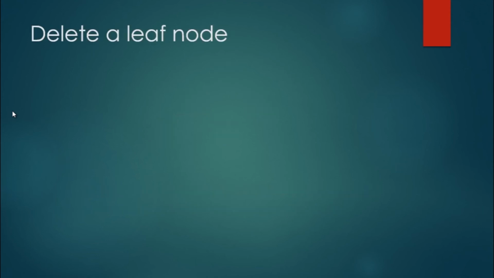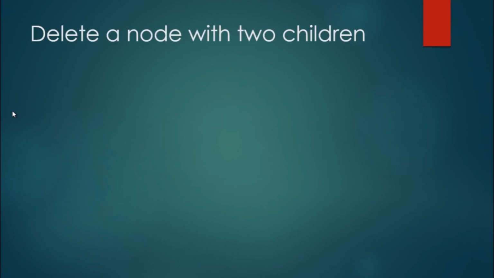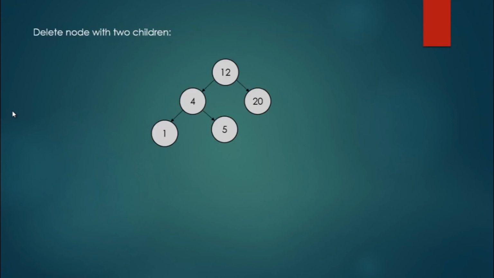So, for example, we want to delete a leaf node. It's very easy. We want to delete node 5. We have to search for it, and after we find it in logarithmic time complexity, of course, we have to remove it. How to remove it? We just set it to null and delete it. Okay, it's very easy, but how to delete a node with 2 children?